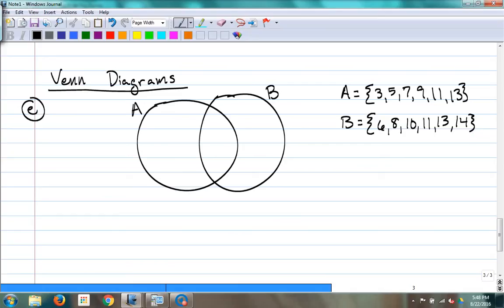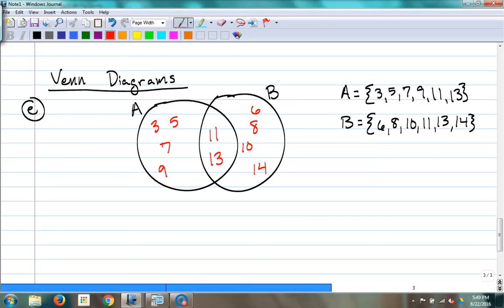And if we're going to put that into a Venn diagram, what numbers are going to go in the football shape in the middle? And why would they go there? They're in both sets. They're in the overlap. And then set A, this bubble, would contain all the other numbers that are in set A that are not in set B. That'd be 3, 5, 7, 9. Set B, we've got 6, 8, 10, and 14.